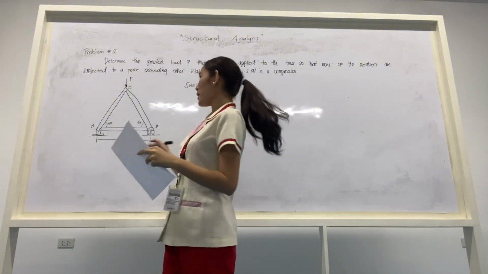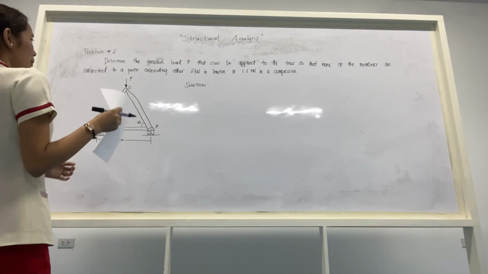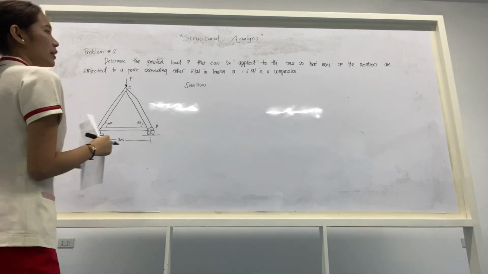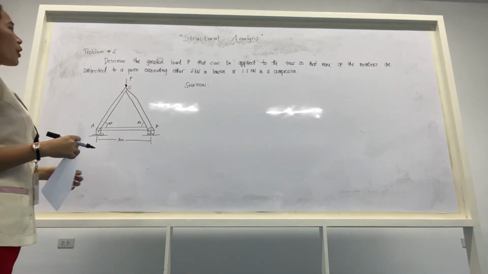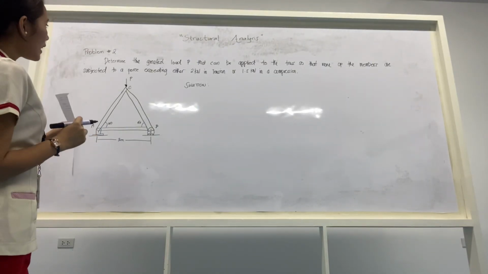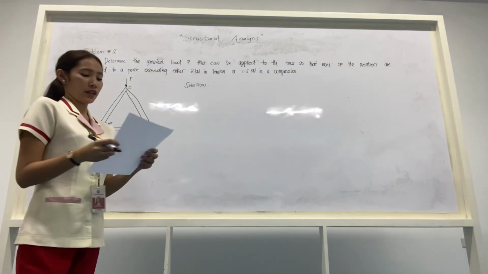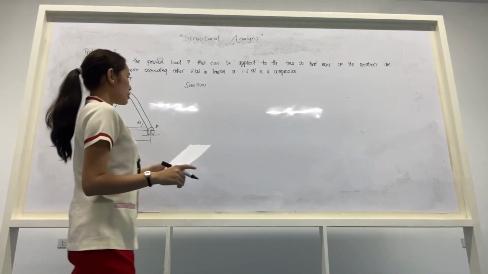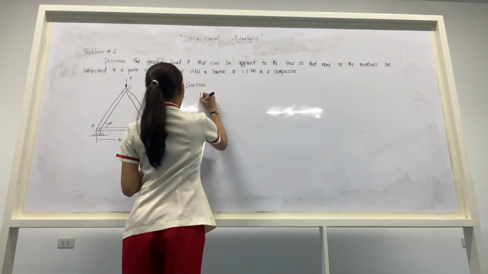So, here is my problem number 2. Determine the greatest load P that can be applied to the truss so that none of the members are subjected to a force exceeding either 2 kN in tension or 1.5 kN in compression. So, here is our solution for joint C. We have here downwards.